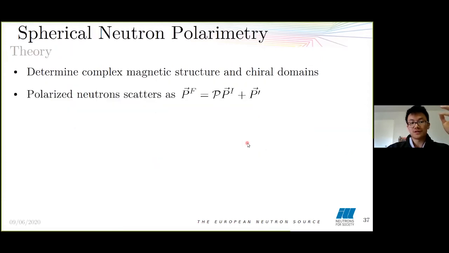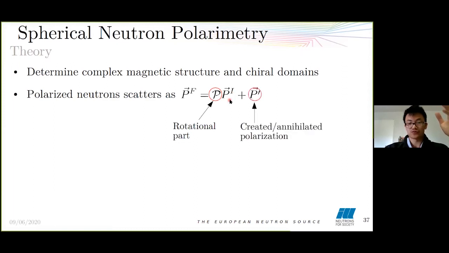So now let me explain what spherical neutron polarimetry is. This is a technique which is used to determine complex magnetic structure and chiral domains, and this is what is interesting us in this study. If you think about the final polarization of a neutron as a function of the initial polarization here, you can get it from a rotational part and created or annihilated polarization.